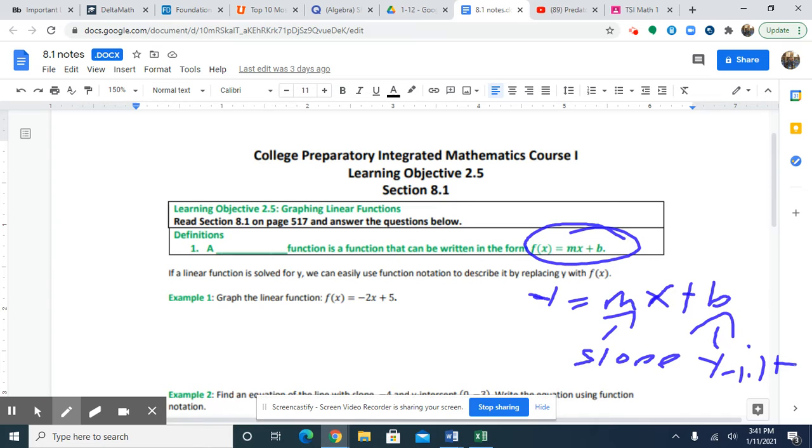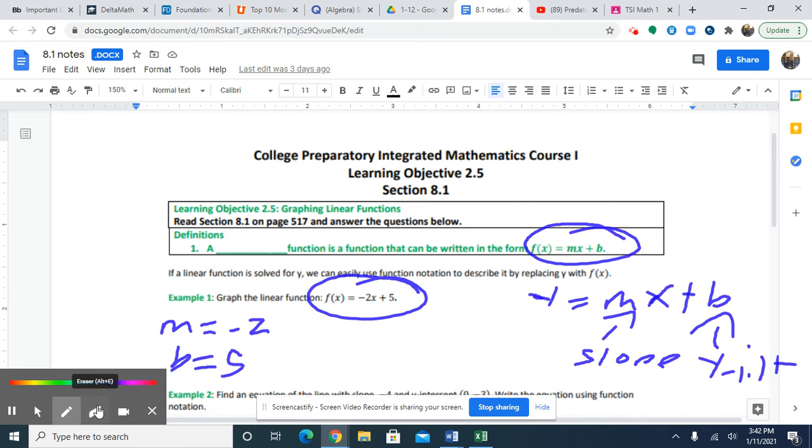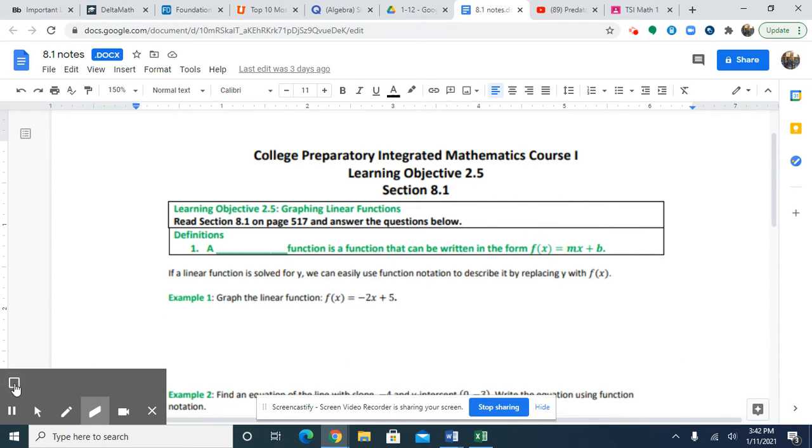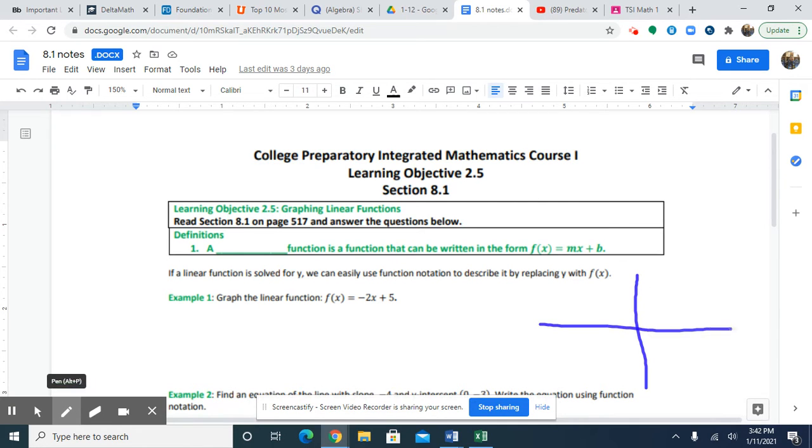So it says graph the linear function, and we have negative 2x plus 5. So we could say that our slope is negative 2, and then our y-intercept is 5. So if we wanted to graph that, I'm just going to do a very crude model here. Our y-intercept is 5, so we would go up 1, 2, 3, 4, 5, and put a point there.